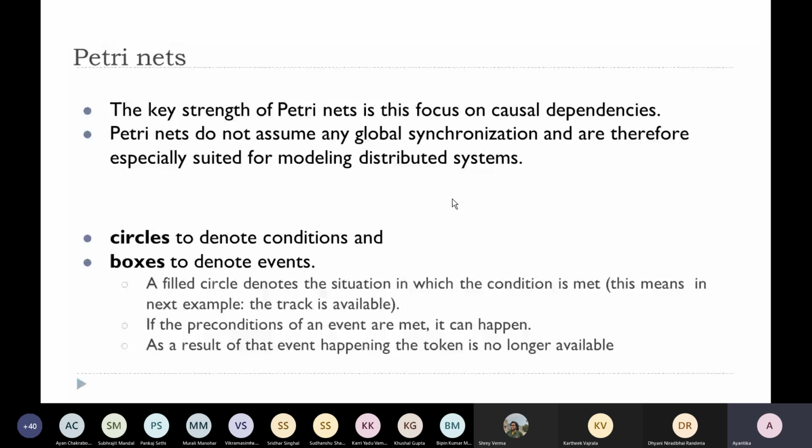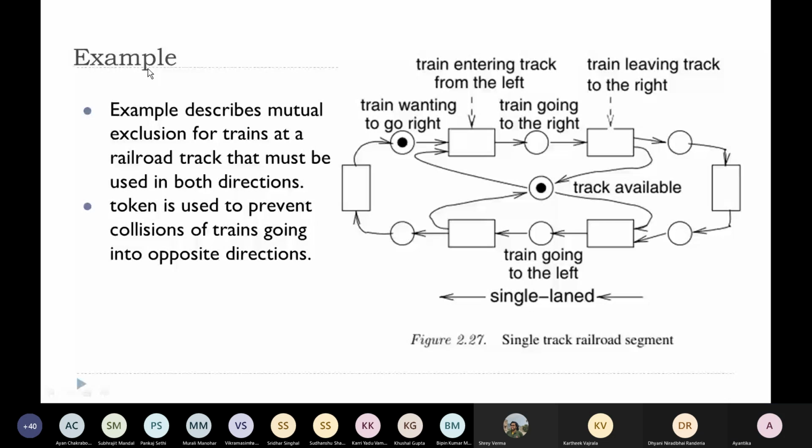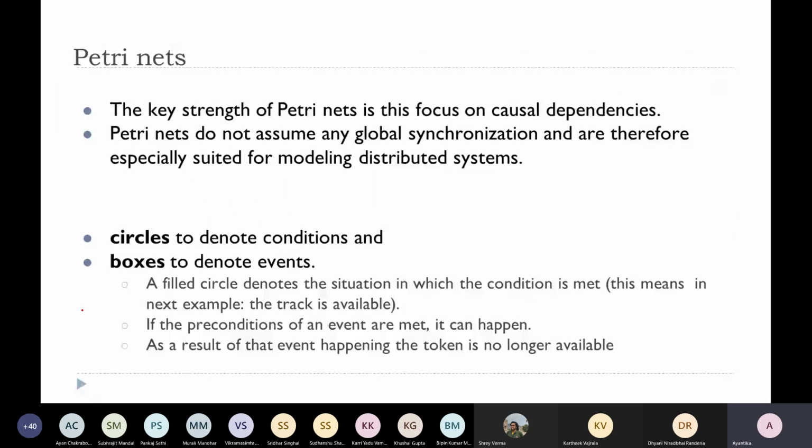Now then comes the Petri, another very known and very popular modeling technique nowadays, along with FSM. Why? Because the Petri, they do not assume any global synchronization. That is not required. It is suitable for modeling distributed systems. Along with that, we will see some examples and we will see how it helps to model concurrency properly. Okay, let's see how it looks like.